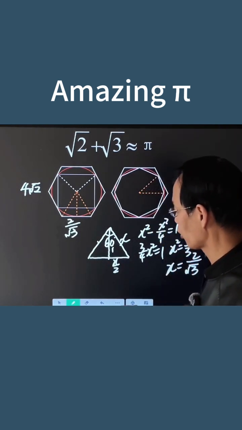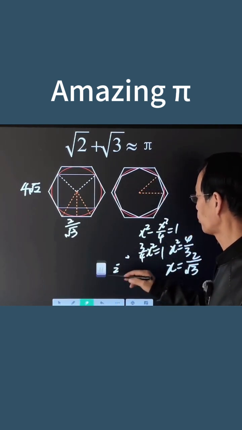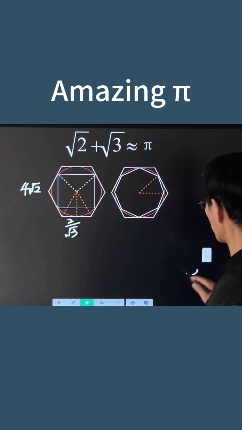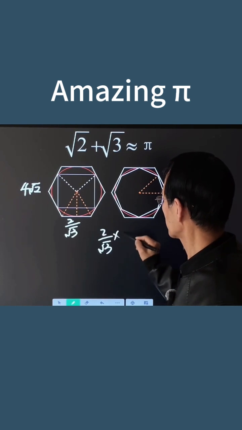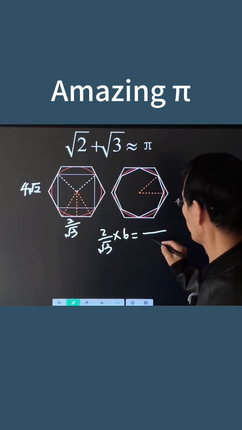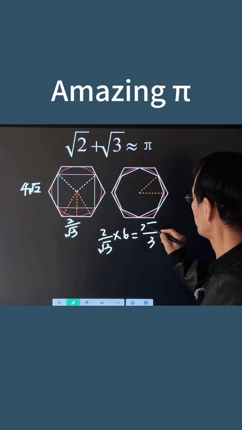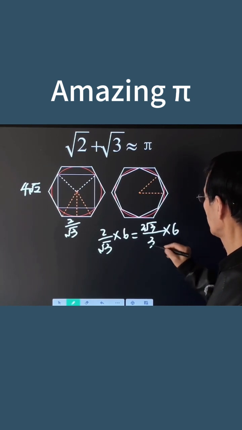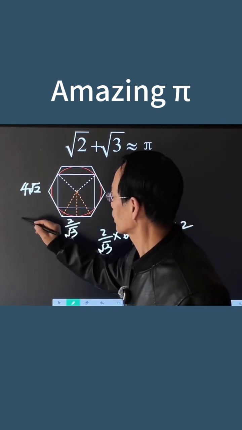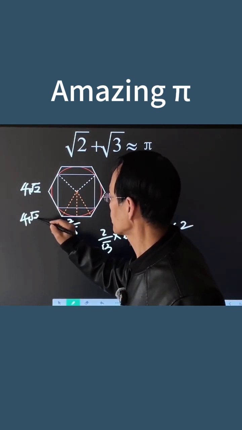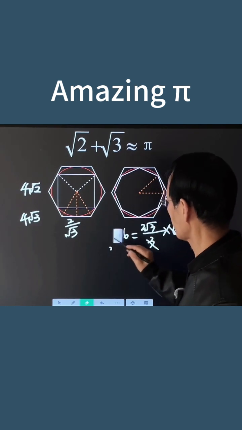How many sides are there? There are 6 sides in a hexagon. If we multiply by 6, we get its perimeter. The square root of 4/3 times 6, after rationalizing, is 4 times the square root of 3 divided by 3, multiplied by 6. After calculating, that's 4 times 6, which is 24. So it's 24 times the square root of 3 divided by 3. This is for the circumscribed hexagon, and that's its perimeter.